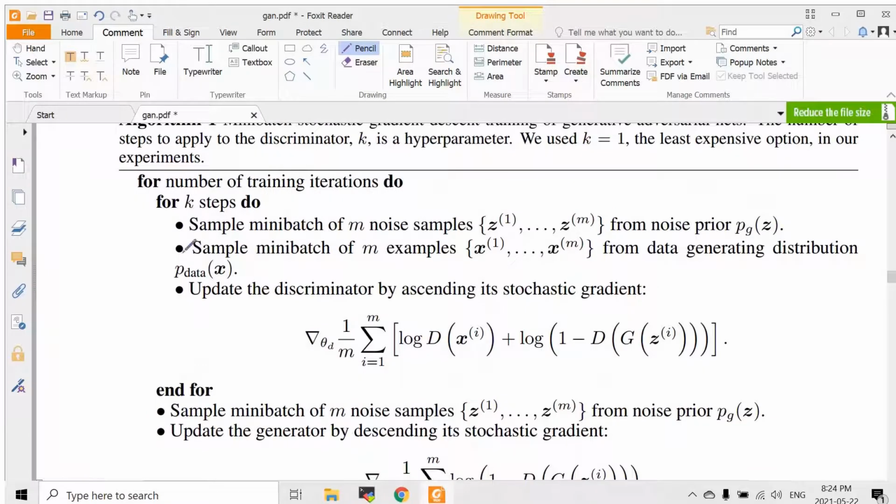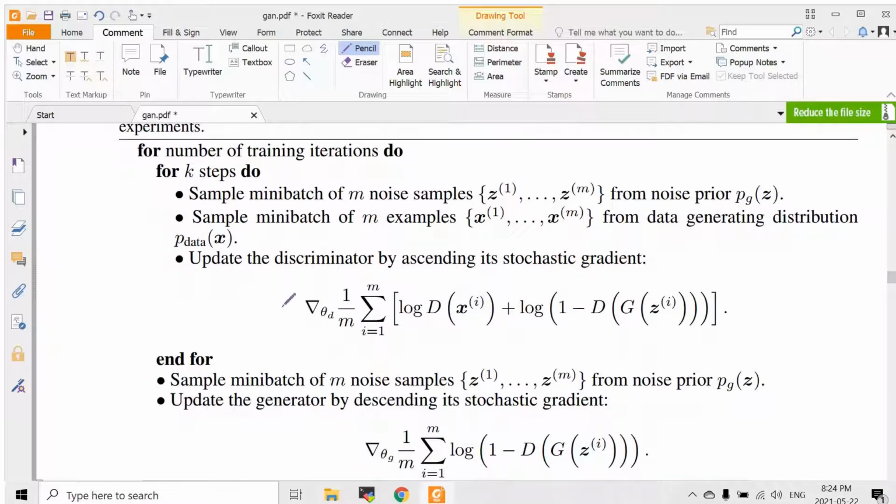So what you want to do is, for K steps, you first train the discriminator. Sample mini batch of M noise samples from noise prior PG of Z. You could choose any prior distribution; in the paper they've chosen uniform. Sample mini batch of M samples from the data generating distribution. So you have two types of samples: noise samples and samples from the data generating distribution.